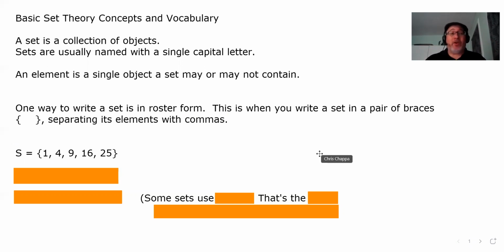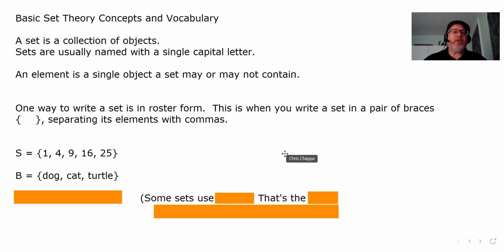But as far as the definition of a set goes, there doesn't have to be a reason that these things are grouped together as a single set. In this case, they're perfect squares, which is why I chose S, but there doesn't have to be a reason for elements to be together. For example, we could say set B is the set containing dog, cat, and turtle. Again, there doesn't have to be a reason for these elements to be together. They happen to be the types of pets that live in my house.